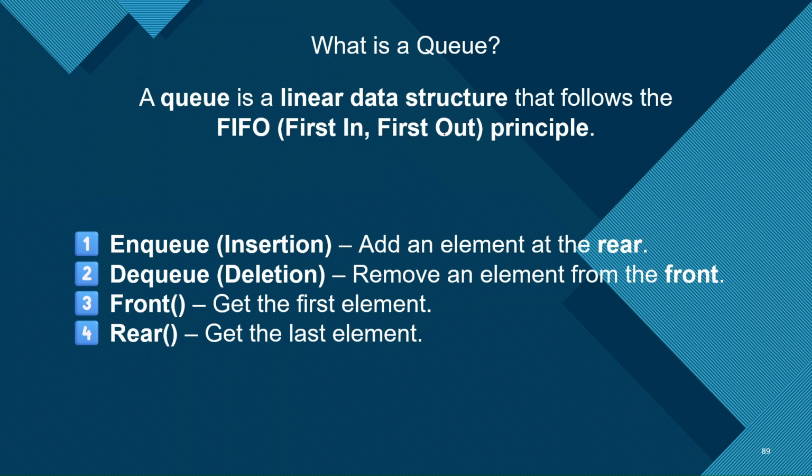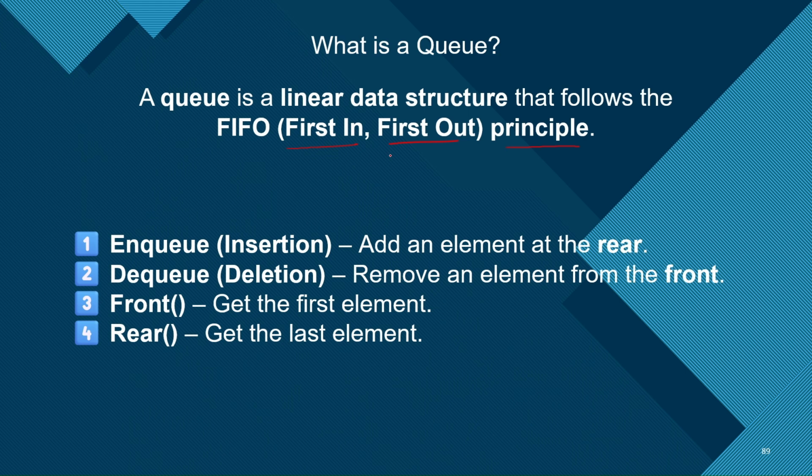The first one is the definition, that is, what is a queue. A queue is a linear data structure that follows the FIFO principle, that is first in first out. In stack there is LIFO, that is last in first out. Make sure to understand this and don't get confused. Remember, stack is last in first out, that is LIFO, and queue is FIFO, that is first in first out.